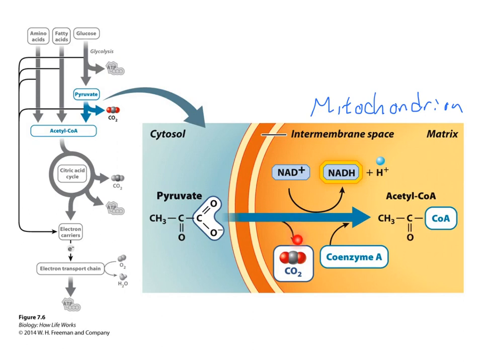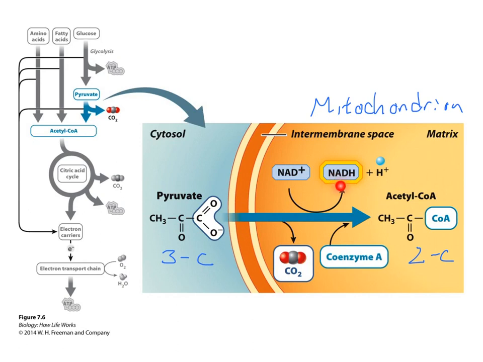So we're going to remove a carbon dioxide. We want to remember pyruvate has 3 carbons. Acetyl-CoA now is a 2-carbon molecule. So the pyruvate is decarboxylated, so we're going to remove the carboxylic acid group. Alright, we're going to do a redox reaction. We're going to transfer electrons from pyruvate to NAD+ to make NADH. And we are going to attach coenzyme A, and that gets us acetyl-CoA.